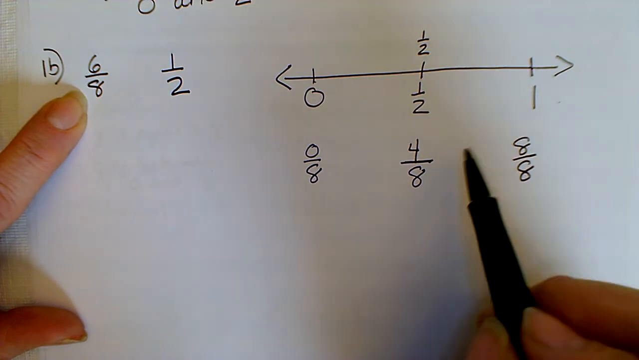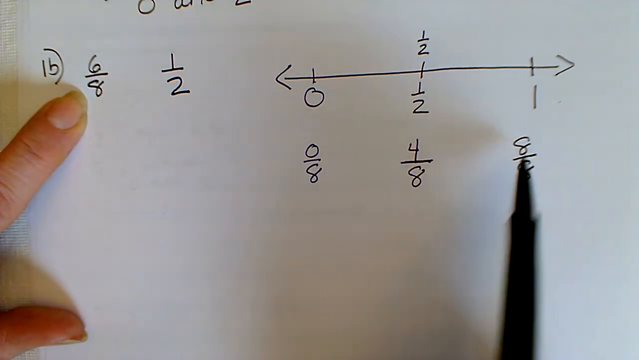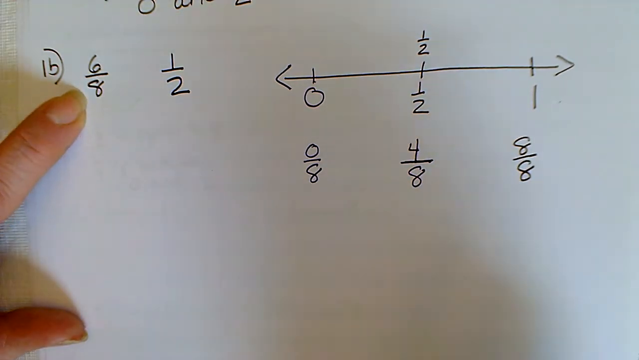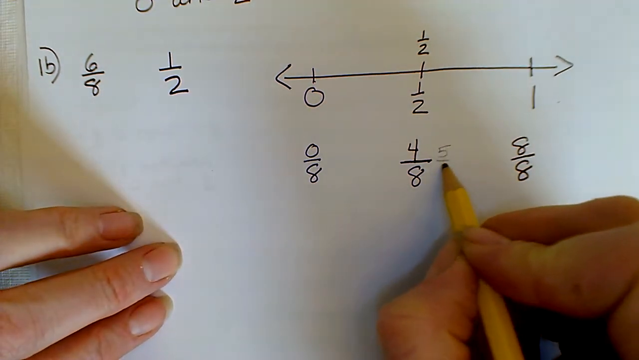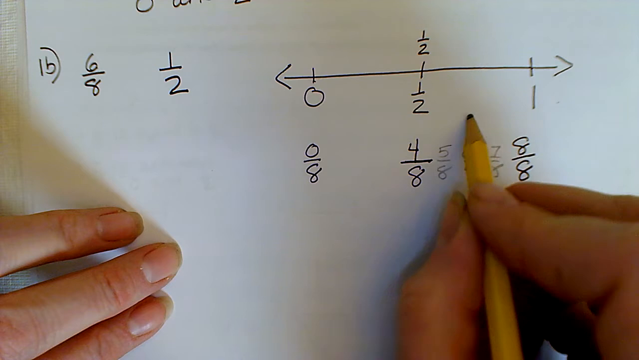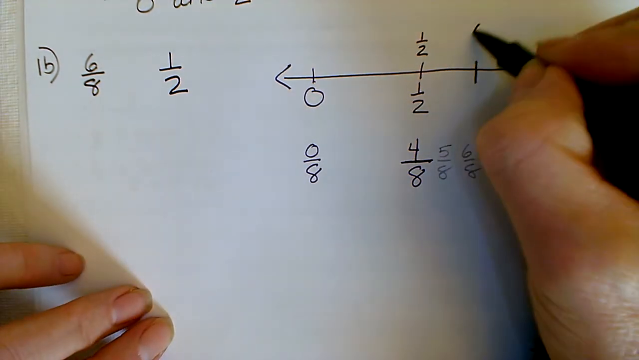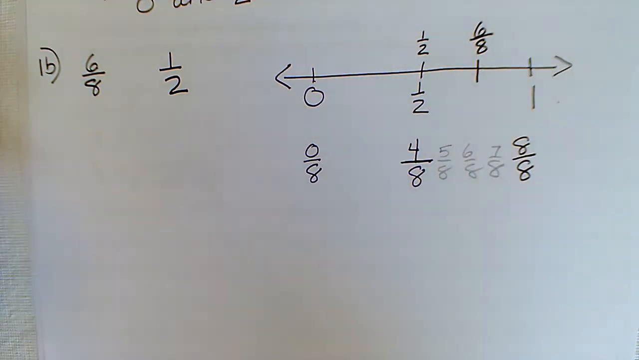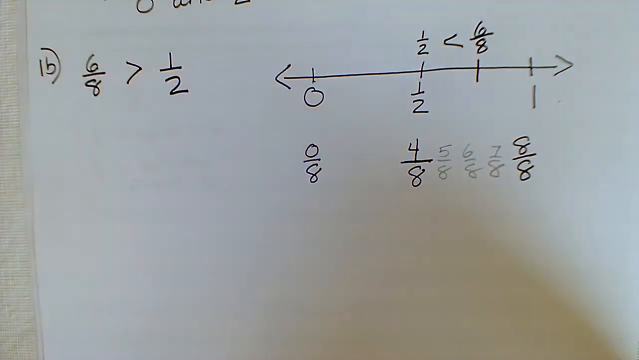So now what I can do is I can say to myself, well, that means that 6/8 is going to have to be between 4 and 8/8. It's somewhere in here. And I could really quickly say to myself, oh, well, I have 5/8, 6/8, 7/8. Look, it's exactly in the middle of those two. So I know that 6/8 would fall right there. So now I know that 6/8 is bigger.